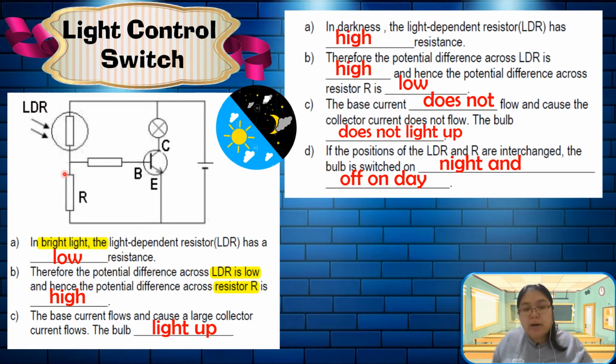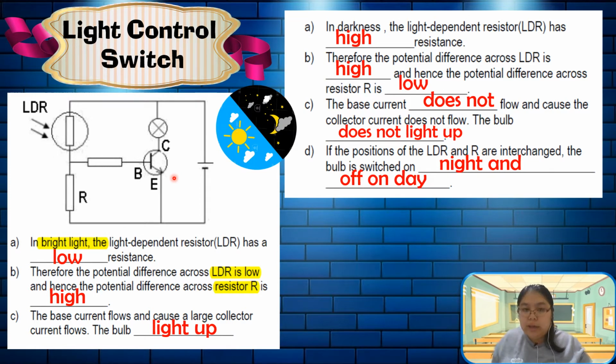So this current, we call it base current. It will pass through the resistor and go into the transistor. When you have base current, you must have the collector current, and the collector current must be multiplied. So finally, the bulb can light up. So conclusion, I can say when the LDR is put at the top, this transistor circuit lights up the bulb during the day.